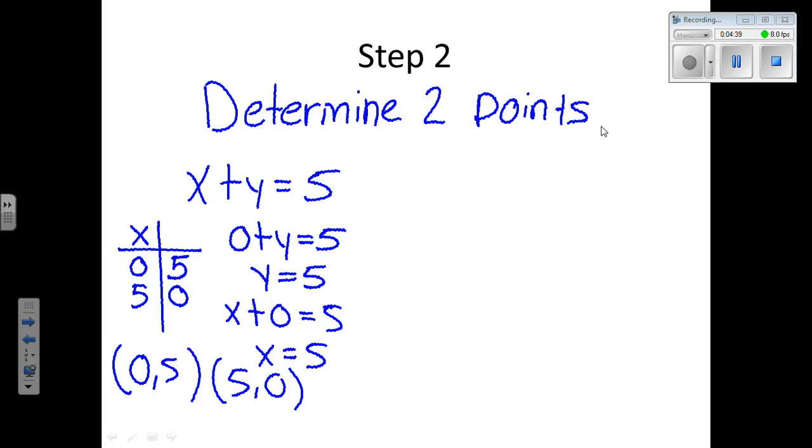So I wanted to find 2 points on my graph, so I plugged in 0 for x, therefore y turns out to be 5. If I plug in 0 for y, then x turns out to be 5. I could play around with the same numbers if I would use x being 2 or y being 2.